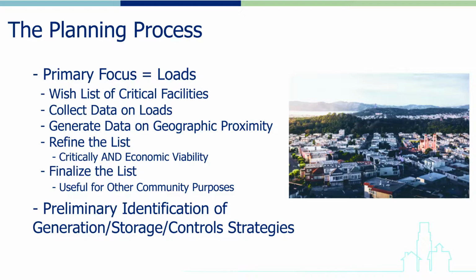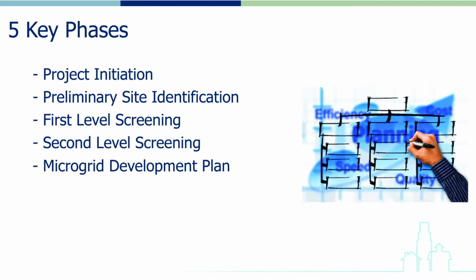In addition, during the planning phase, a preliminary identification of potential generation assets, storage strategies, and control strategies will also be created. But again, the focus will be on the facilities and infrastructure that will connect to the microgrid, in other words, the loads. The planning process can be organized into 5 key phases: project initiation, preliminary site identification, first-level screening, second-level screening, and the microgrid development plan. Let's take a look at each of these phases in more detail.